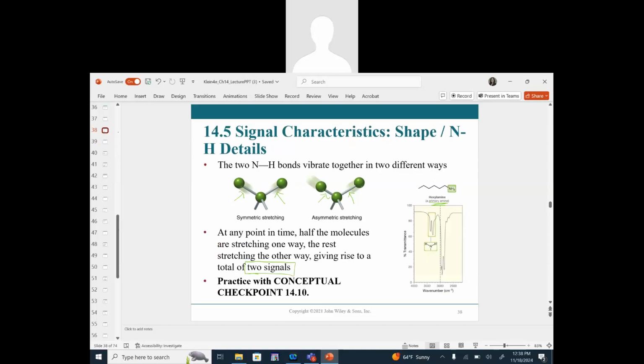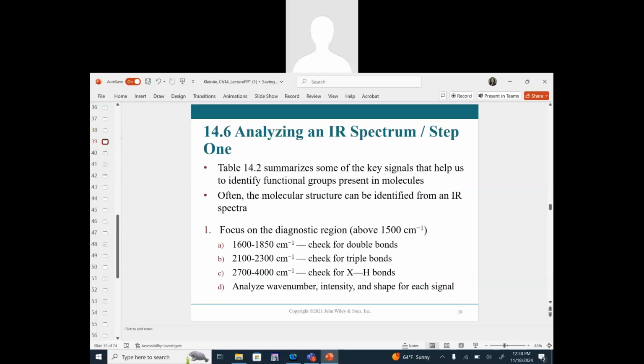So you can remember there's two NH bonds in a primary amine, so we're going to have two signals. And there's only one NH bond in a secondary amine, so we're only going to have one signal. But they would both have those signals appear in a similar range, somewhere between 3,400 and 3,500. We'll continue with our discussion on how to analyze IR spectra in the next video.